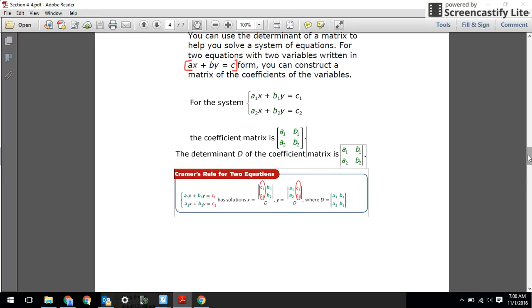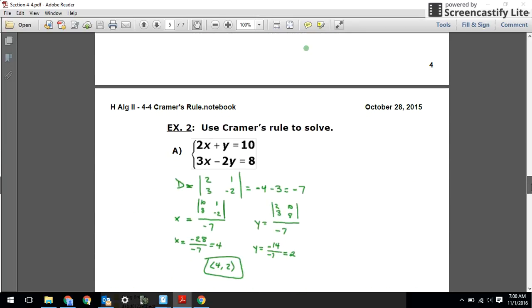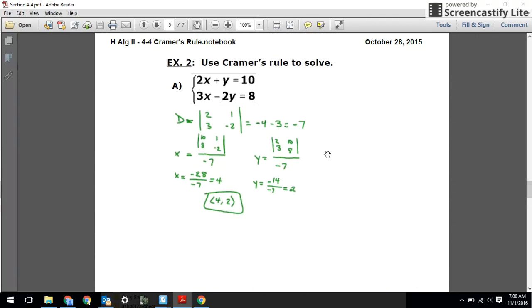So let me show you an example of how this works. Again, pause where you need to. So here's my system here, already set up for me in standard form. 2x plus y is equal to 10. 3x minus 2y is equal to 8. Big D, 2, 3, 1, negative 2. Right? There's my big D, my coefficient matrix.